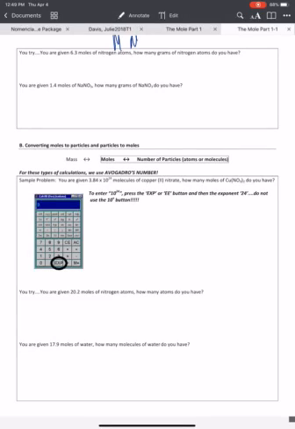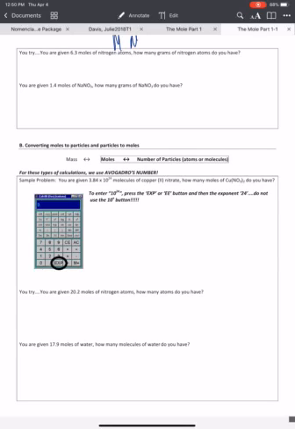Okay, so continuing on with our series, now we're going to take a look at a couple of examples where we're going from moles to mass. In this question we have 6.3 moles of nitrogen atoms. We want to know how many grams of nitrogen atoms we have. You always want to read your question carefully, because notice it says nitrogen atoms and it's not nitrogen molecules.